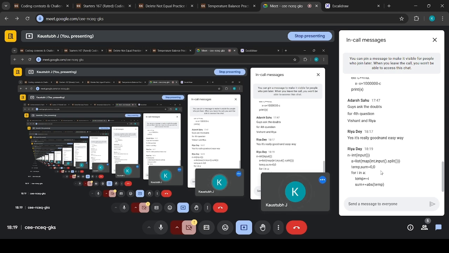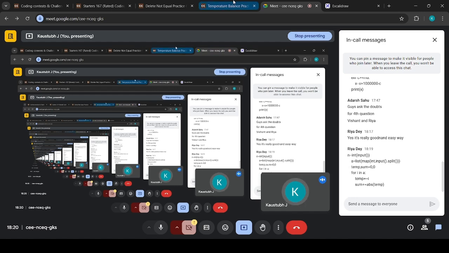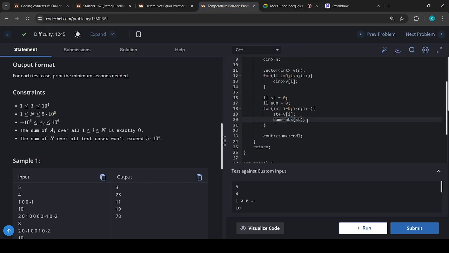I have also seen one video on YouTube. They also, as I said, are shifting the positive numbers to negative numbers. So they have taken a stack so they can maintain the index of the previous or the next positive number, so they can find how many seconds they have to take to shift that positive number to negative number. But this approach is easy because we can simply take the prefix sum and take the absolute of them.